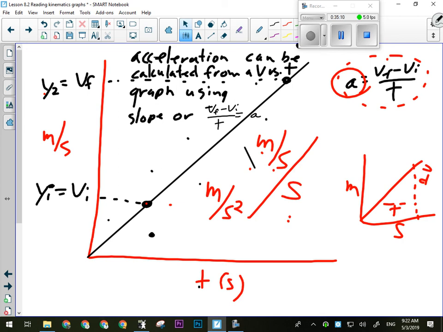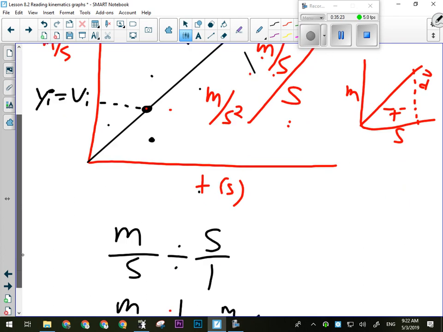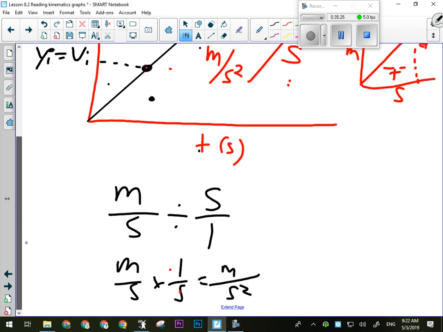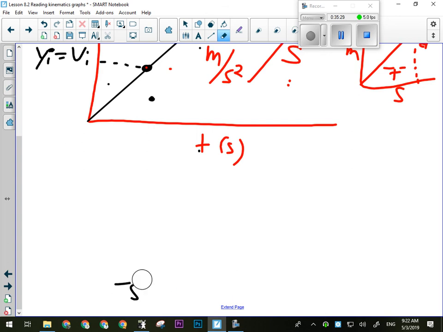Okay, so we've got to look at what the units for acceleration are here. When we calculated the slope of the line on the position versus time graph, we were dividing meters by seconds, and we got meters per second, which were the units for velocity. When we calculate the slope of the line on the velocity versus time graph, I'm taking meters per second and dividing that by seconds. I'm taking velocity and dividing by time, right?